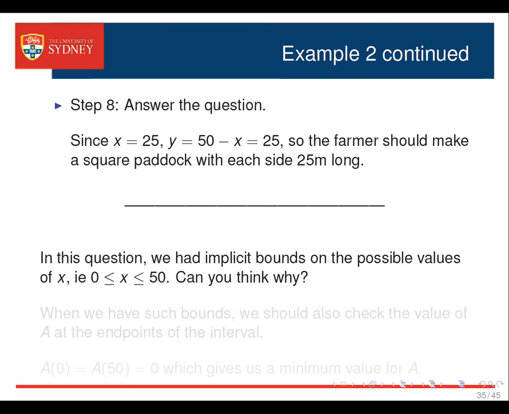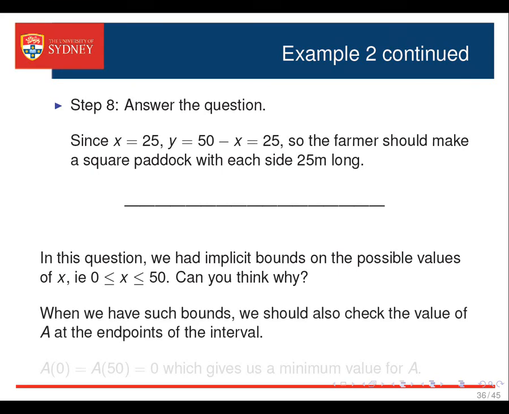Before we move on, the following points should be noted in this question. We have implicit bounds on the possible values of x. This bound is that x has to be between 0 and 50, including 0 and 50. Why do you think this is? What is y in terms of x? Does it make sense to have x greater than 50? When we have such bounds, we should also check the values of a at the endpoints of the interval. So for x equals 0 and x equals 50, we find that a equals 0. And this is the minimum value of a.